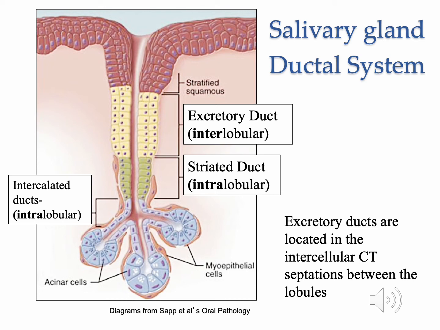The striated ducts will then coalesce together and give rise to an excretory duct. The excretory duct is a bilayered duct, and it is located between the salivary gland lobules. So it is an interlobular duct, and this excretory duct will then join with the epithelial surface to excrete the salivary contents. Both the striated duct and the intercalated ducts are within the lobule proper, so they are considered intralobular ducts.